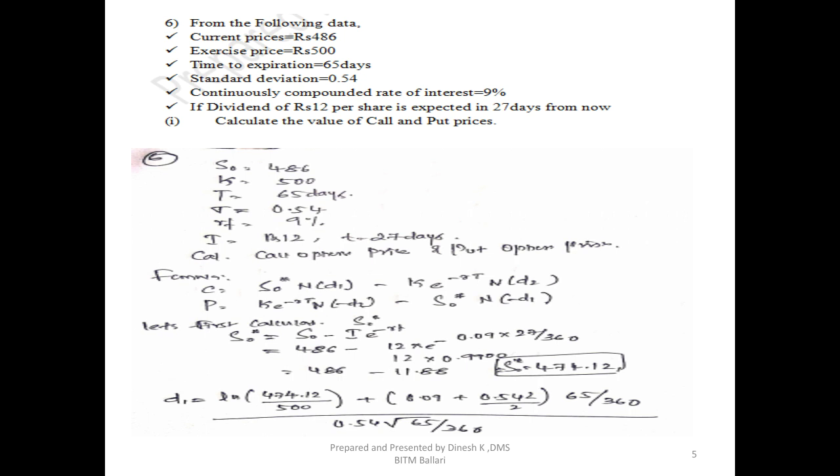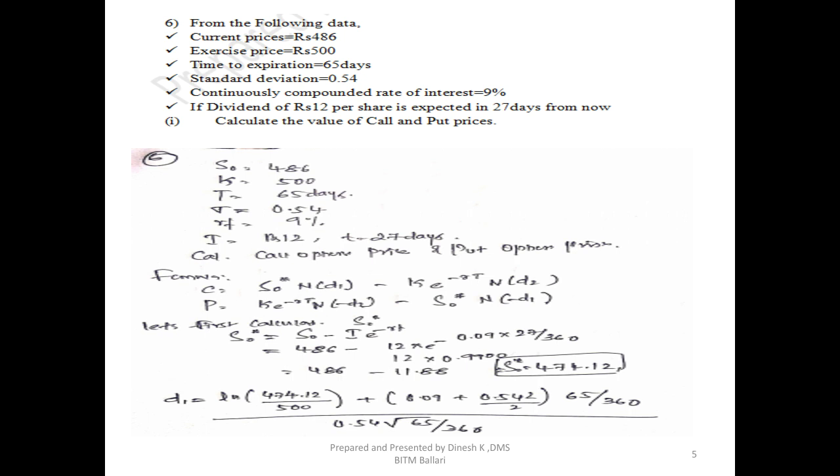Question 6 is: following data is given to you: current price, exercise price, time to expiry, standard deviation, continuous compounding, risk-free rate, and the dividend is being given in the form of cash of rupees 12 in 27 days, right? So this is with respect to case 2, where dividend is given in the form of cash. So I will be using the formula of case 2, that is call price C is equal to S naught star into N(d1) minus K into e to the power of minus RT into N(d2). Right?